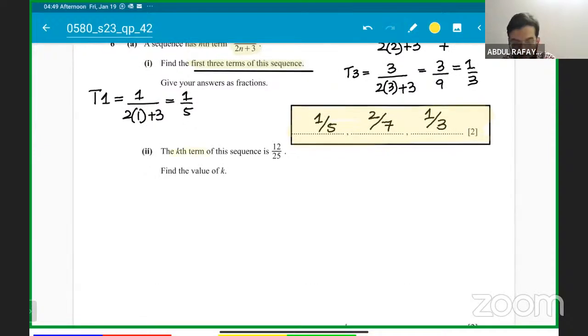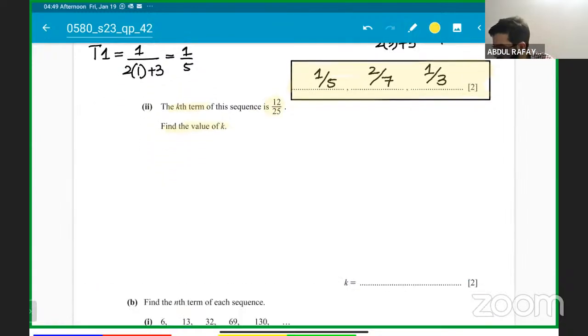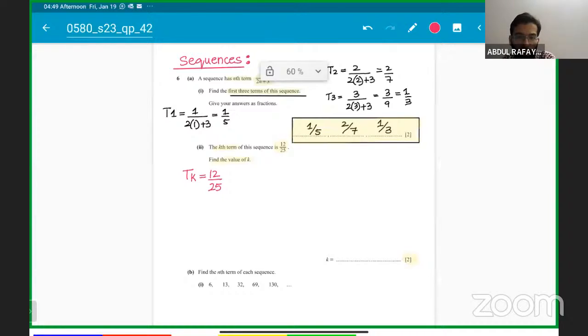Okay, then the term is missing. We have to find the term number, which means now we have to find the k value, but the answer is given for it, that is 12 over 25. Okay, so it's very simple, sir. You'll plug in the value, you can write like this, that the kth term is 12 over 25. Everyone with me following? Can I get a response? Everyone getting it?